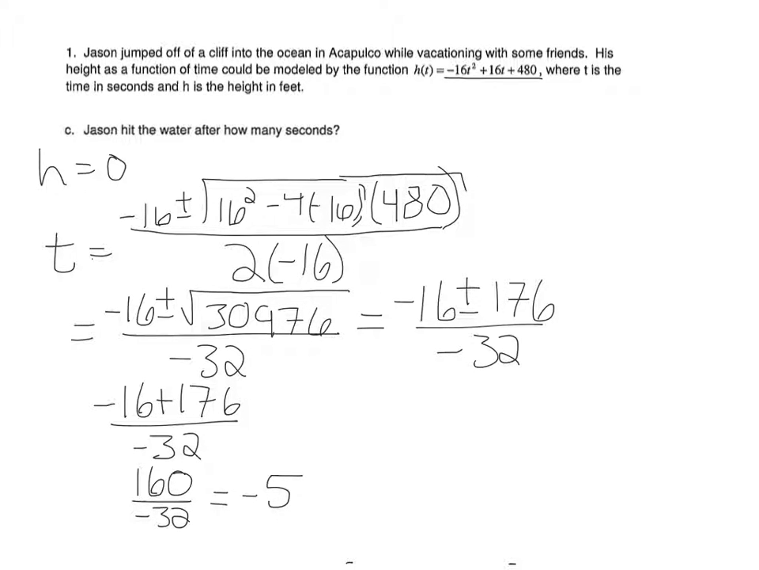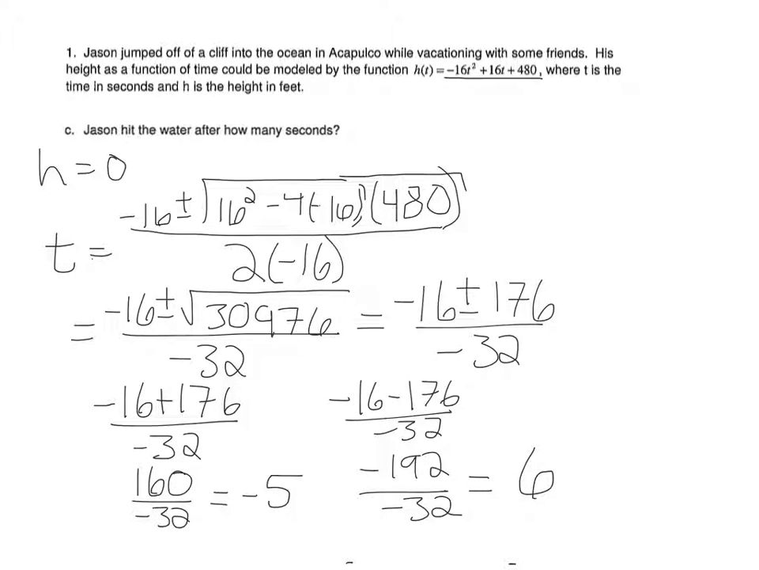But I want to do my other one. I would need to subtract the 176, so I have negative 16 minus 176, all divided by negative 32. That's going to give us negative 16 minus 176, which is negative 192. So this is negative 192 divided by negative 32, which happens to equal a positive 6. So now what we want to do here is talk about whether these answers make sense.